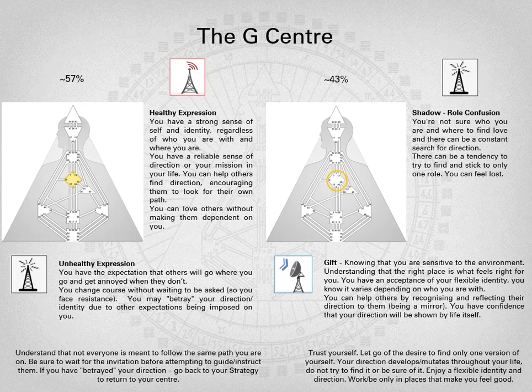Trust yourself. Let go of the desire to find only one version of yourself. Your direction develops or mutates throughout your life. Do not try to find it or be sure of it. Enjoy a flexible identity and direction, and make sure that you work or be only in places that make you feel good.